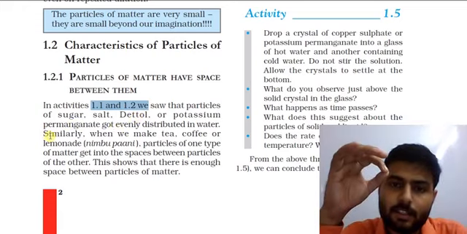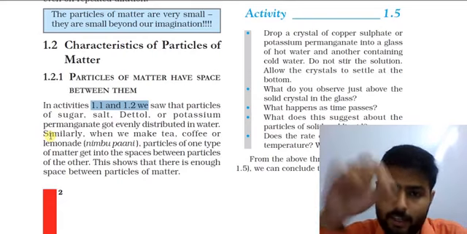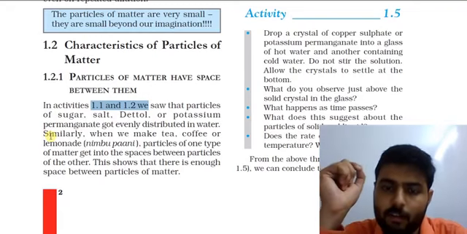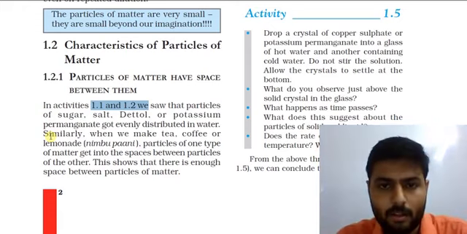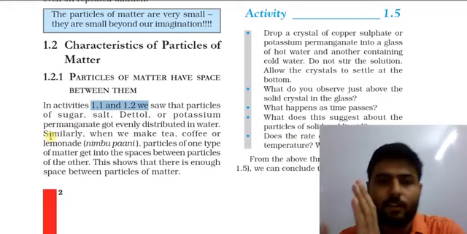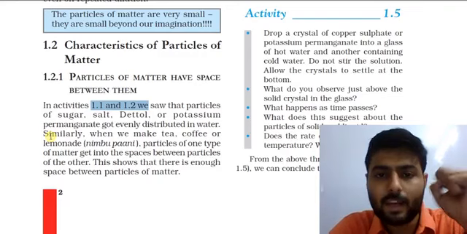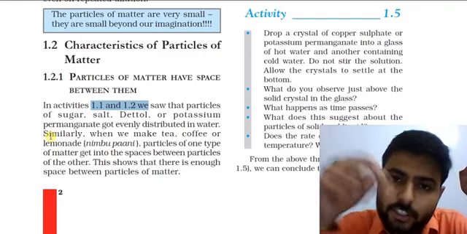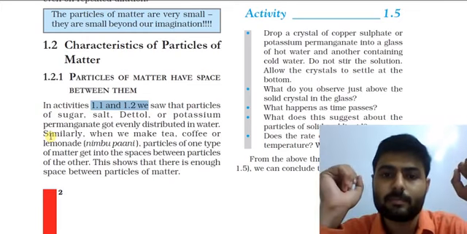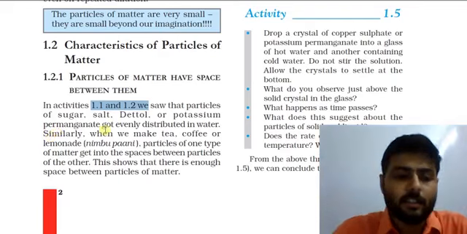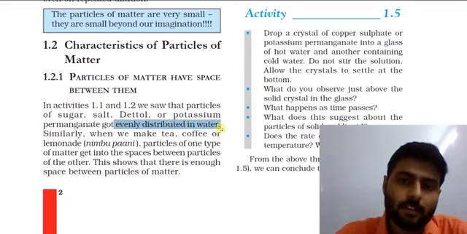When we drop a potassium permanganate crystal into water and stir it, what will happen? The water will be colored continuously. It will not happen that the right side gets more color and the left side gets less color. If we stir it properly, the whole solution will be colored equally. So there is a sentence here: evenly distributed in water.